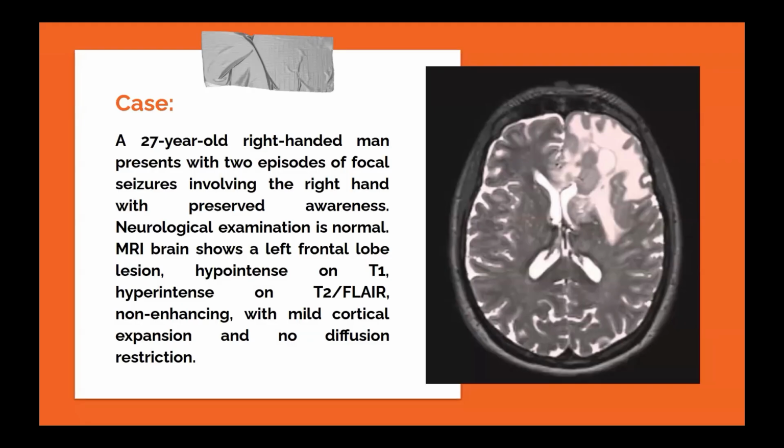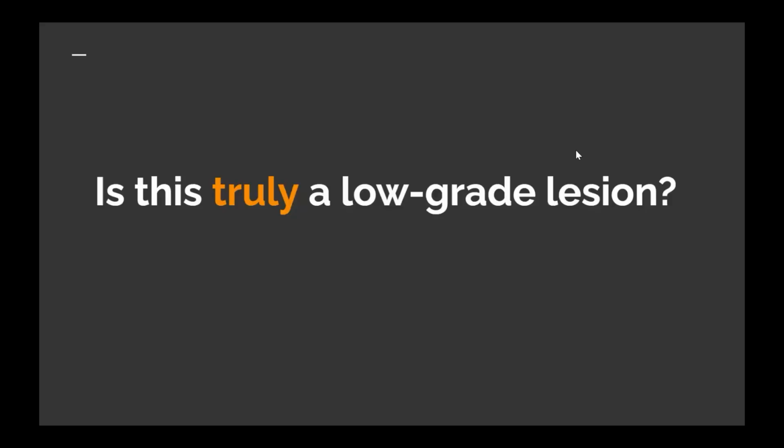So I have taken out the other cases that we discussed in the first session, but this was an interesting one, so I kept it. This is the case of a 27-year-old right-handed man who presented with 2 episodes of focal seizures involving the right hand with preserved awareness. Neurological examination is completely normal. MRI brain shows this lesion here, and I won't comment on the imaging. It's visible to you all. So take a good guess. What do you think? Is this a high-grade lesion or a low-grade lesion?